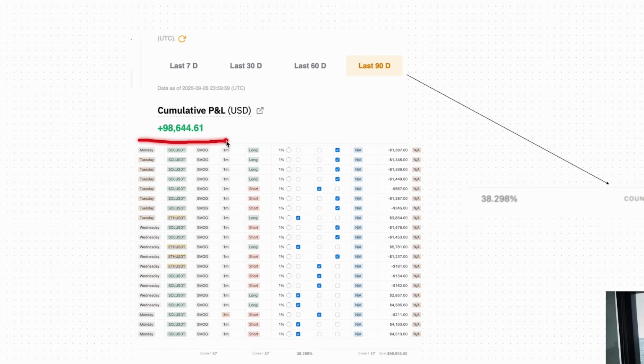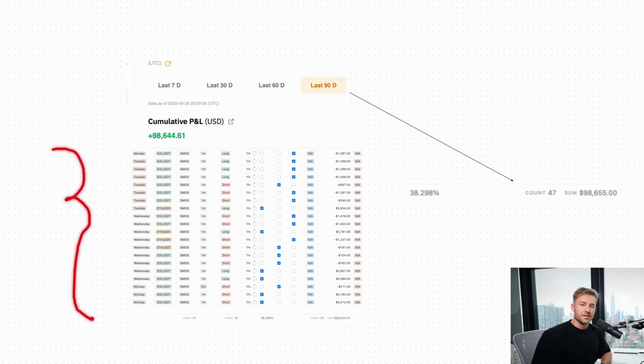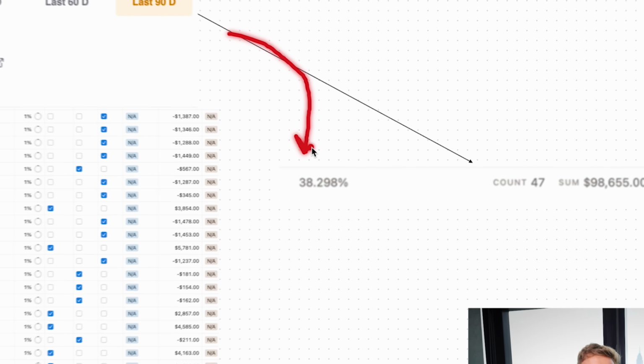I've been able to make a little bit less than $100,000 in the past 3 months of trading while meticulously journaling all of this data and sharing and updating my team along the way. Also, only with having a 38.2% win rate.